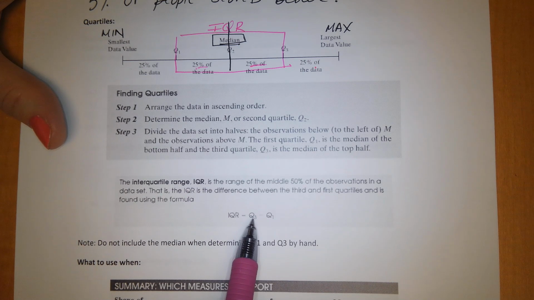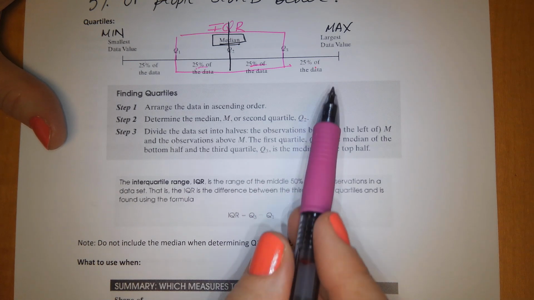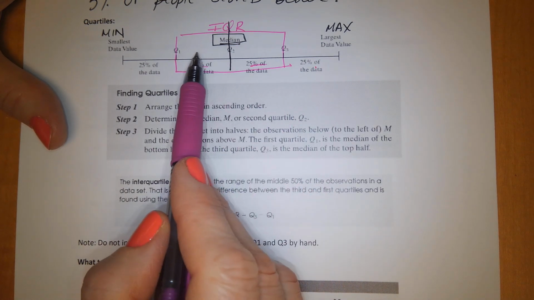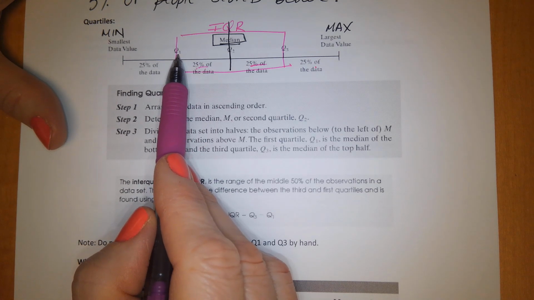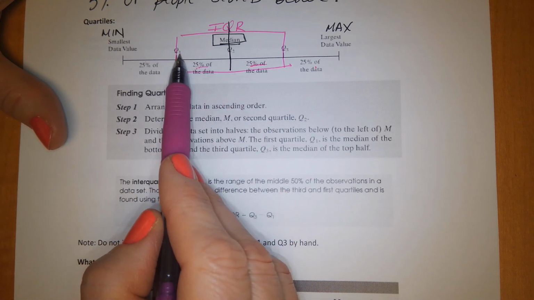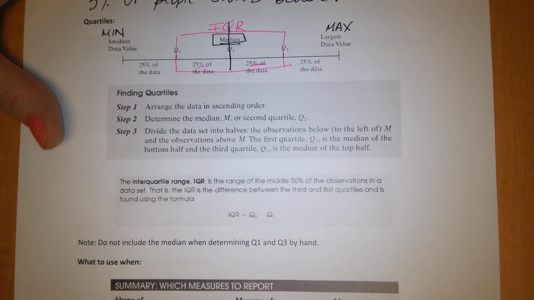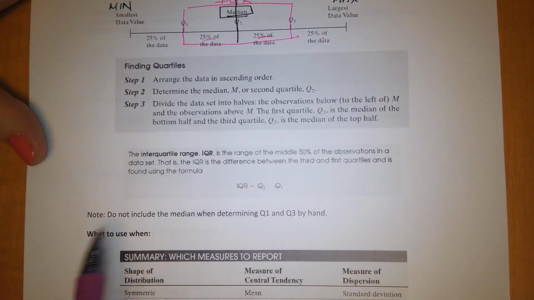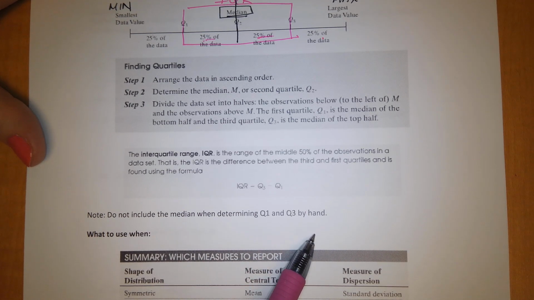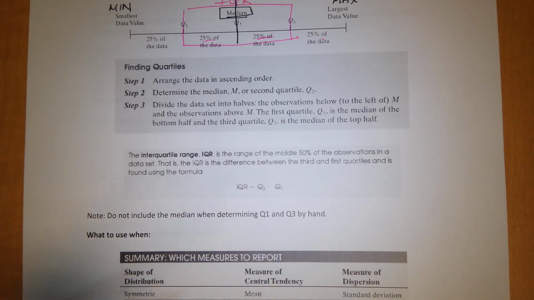You can also find the range by subtracting Q1, the smaller value, from Q3, which is the larger value, and the range of values in between there would be the range of your interquartile range. Note, do not include the median when determining Q1 and Q3 by hand. And we're going to do an example of that in just a moment.